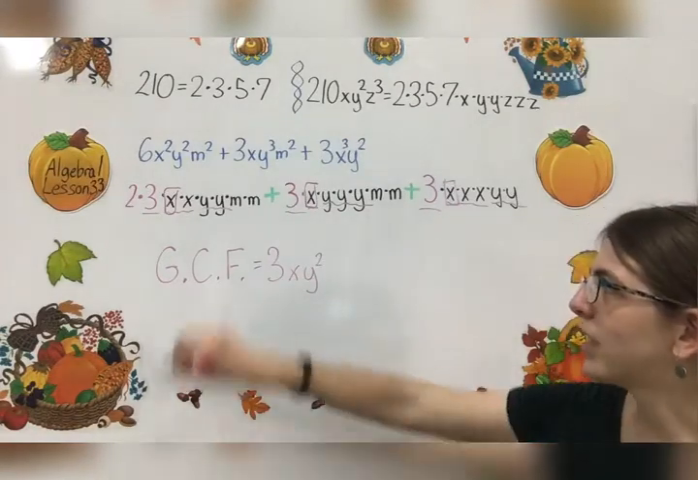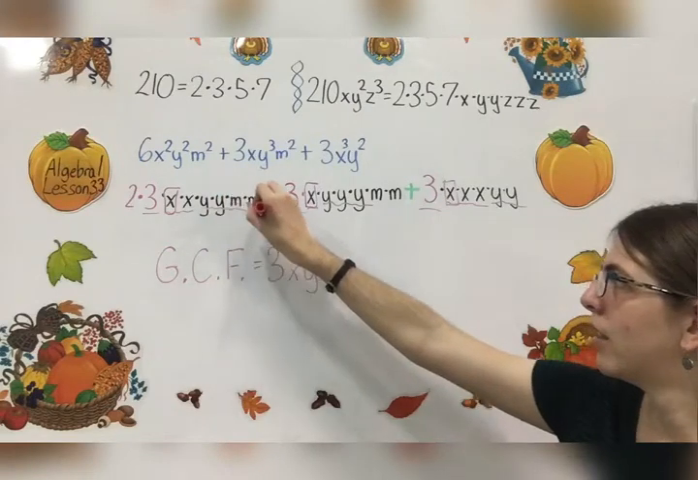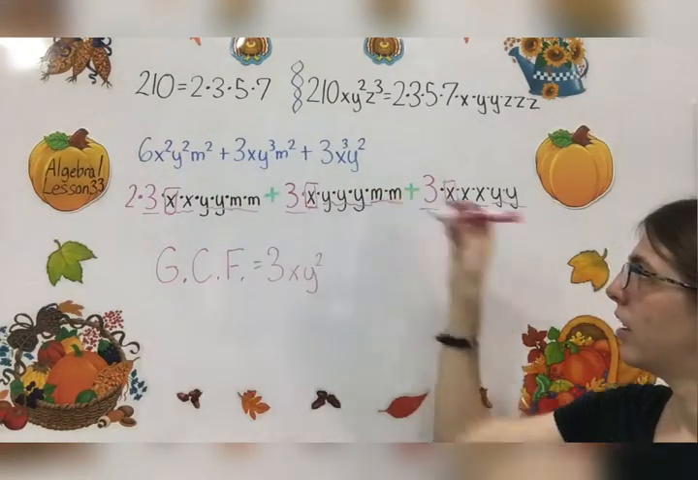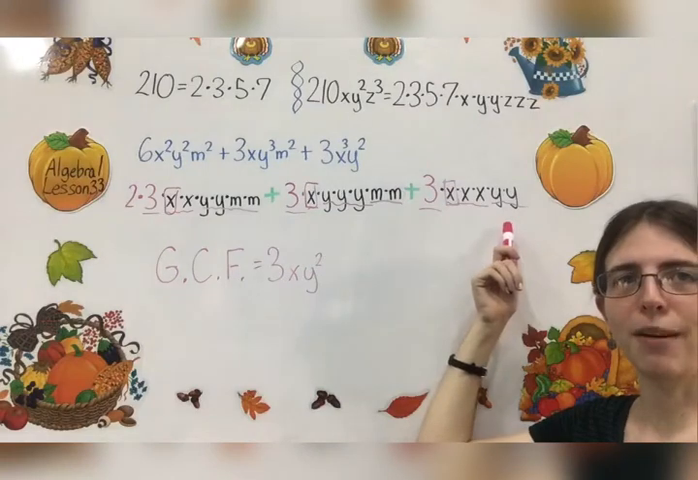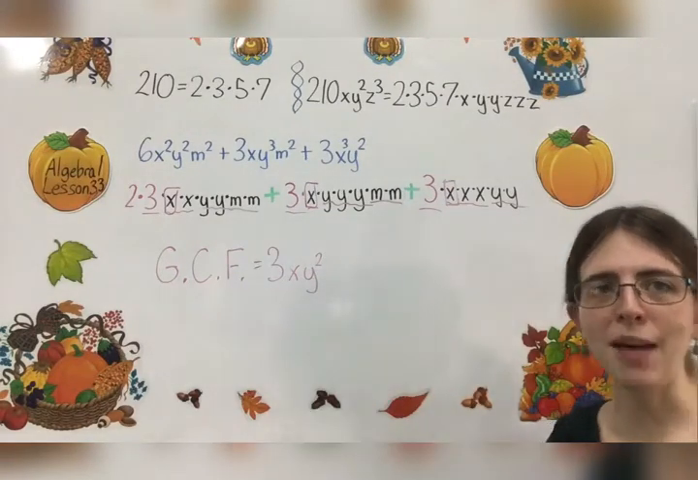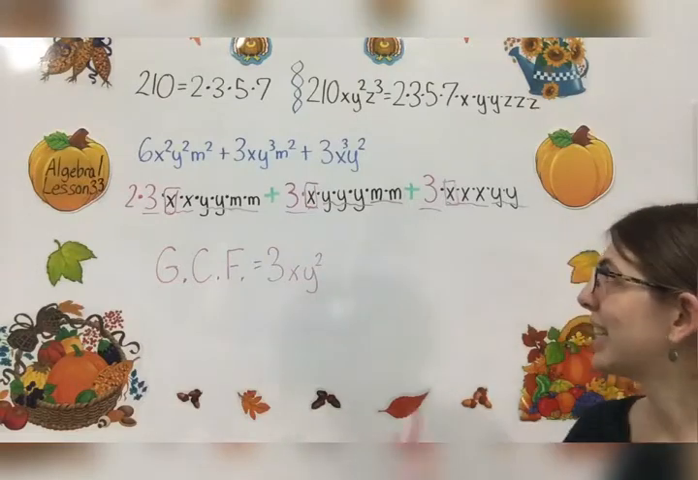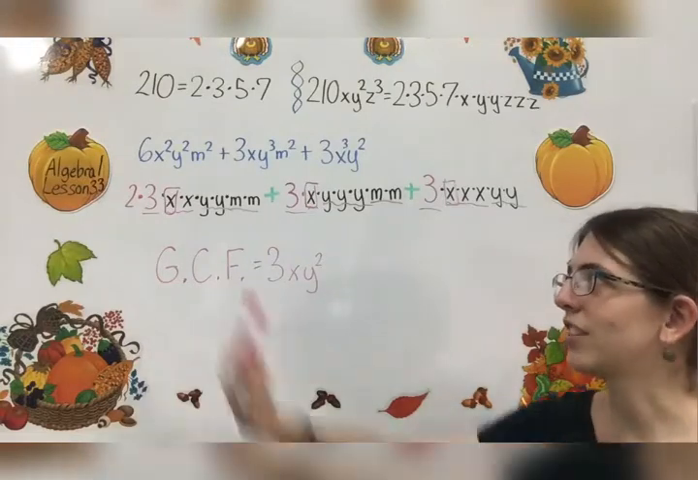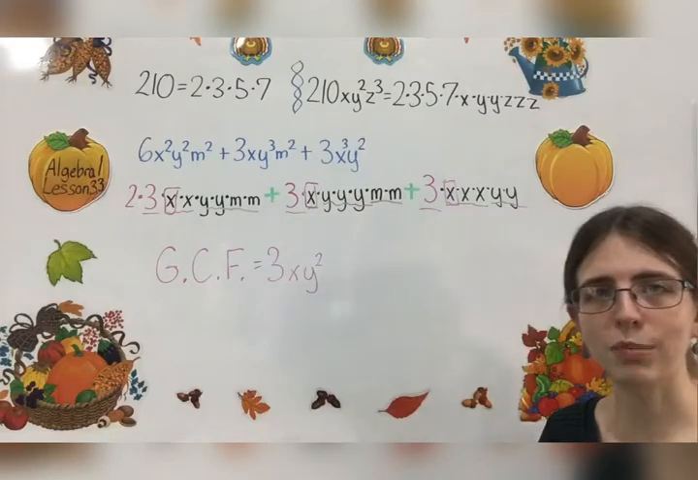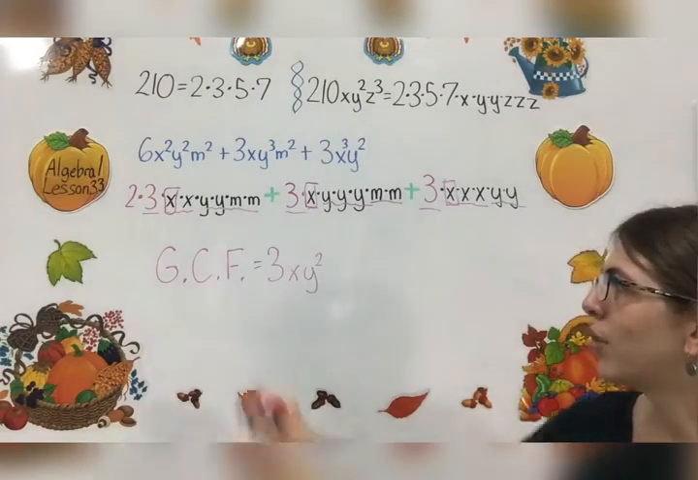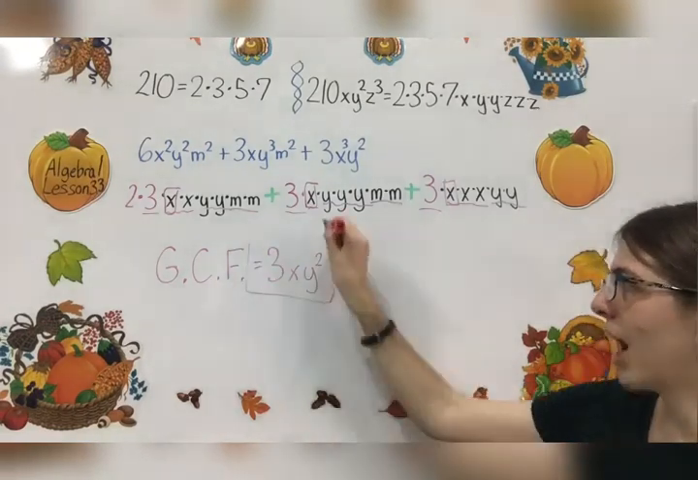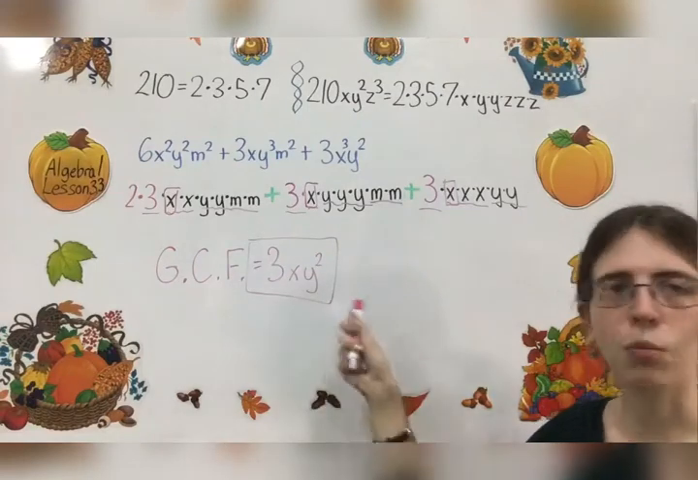and the last one would be the m's. There aren't any m's over here. So can I include m in my greatest common factor? No, I can't, because it doesn't even exist in that third term, just like the 2 didn't exist in these two terms. So no m's. So this right here is your greatest common factor, 3xy squared.